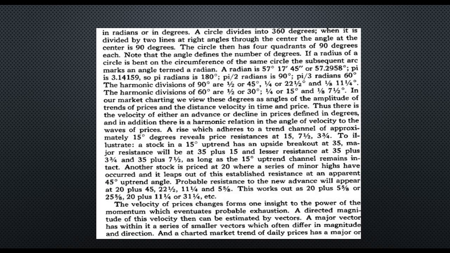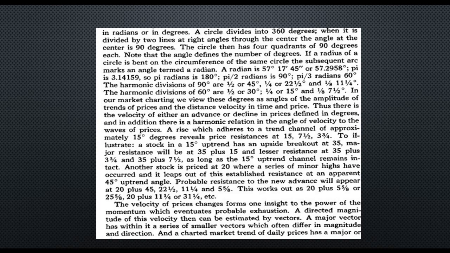This works out as 20 plus 5 5/8, or 25 5/8, meaning you have to add those divisions of 45 to the base price of 20. Okay, and he's saying this will give you your resistance levels. The velocity of prices changes forms. Yes, and that's tricky Jensen language. Listen to that again. The velocity of prices changes forms. One insight to the power of the momentum which eventuates probable exhaustion.